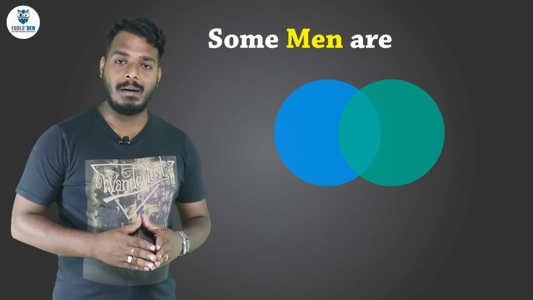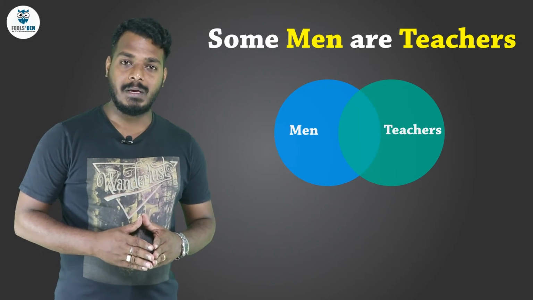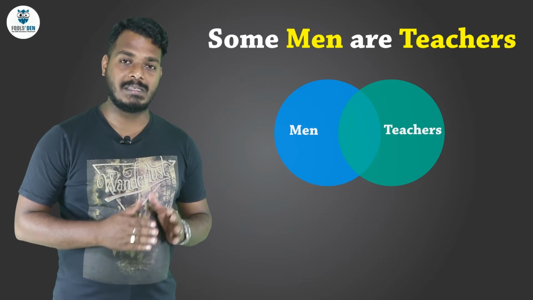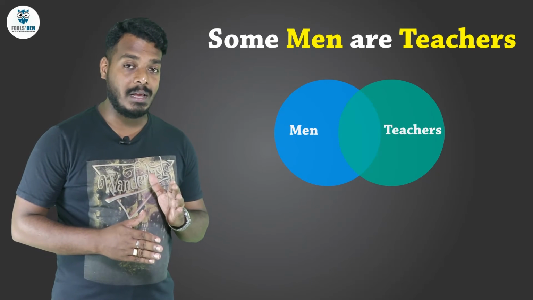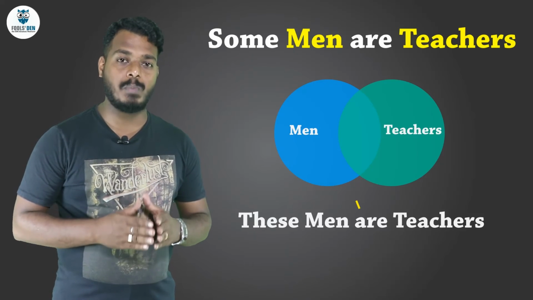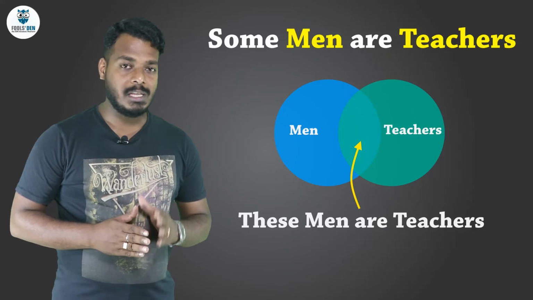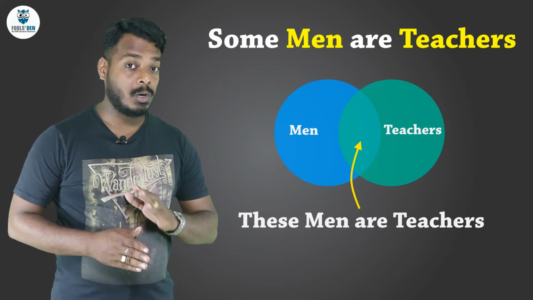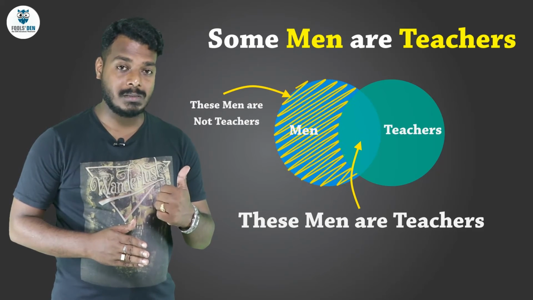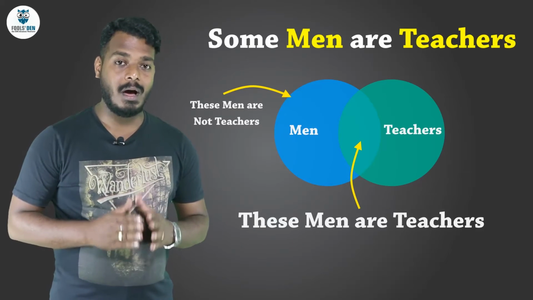We can take one more example to understand it better. Say I take an example, some men are teachers. It can be represented something like this. Here, the first circle represents men, the second circle represents teachers, and the common area you see in between the two circles represents those men who are teachers. It's worth noting here that not all men are teachers. These men are not teachers. Only the men in the middle are teachers.